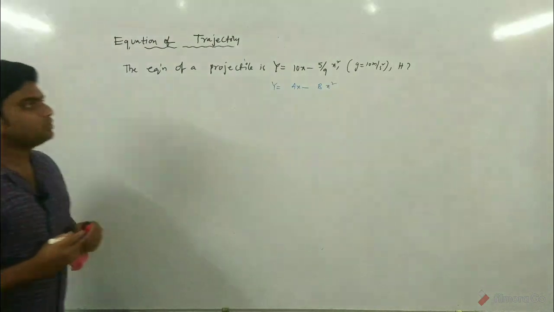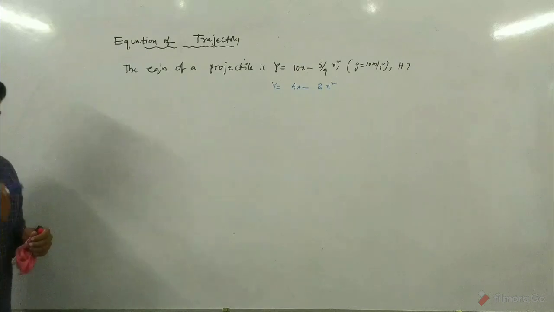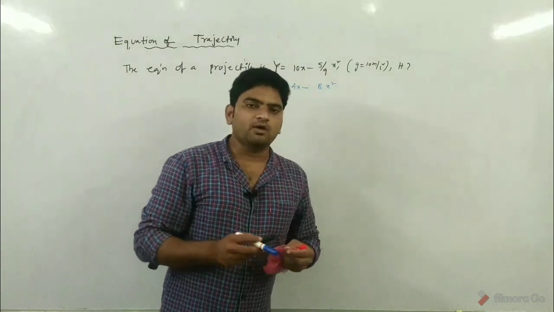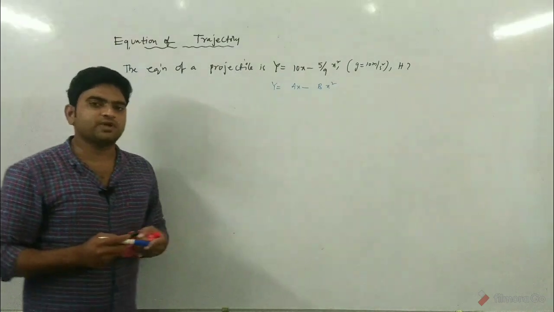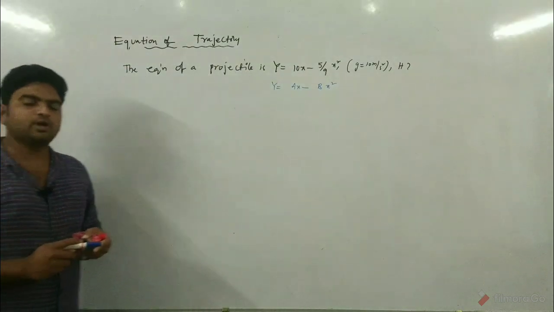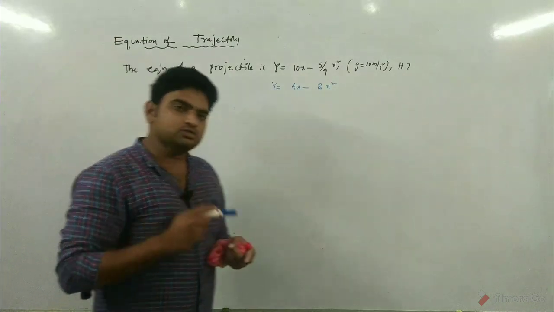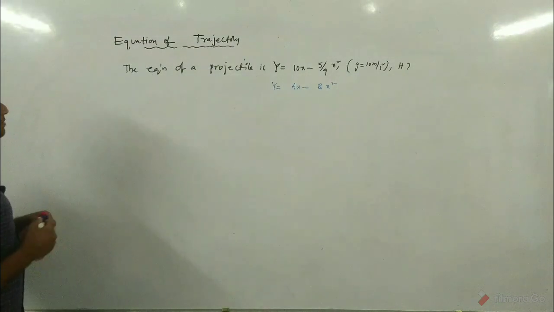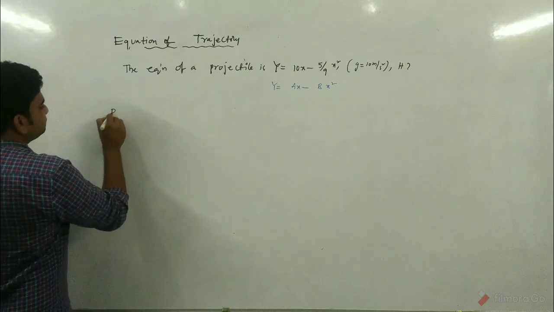Okay, but we don't know the value of height. So for that reason, let me take some values here. I wanted to find out the range value in terms of a and b, similarly maximum height value in terms of a and b, and also the time of flight value in a and b, we'll see. So first let me calculate the range value.